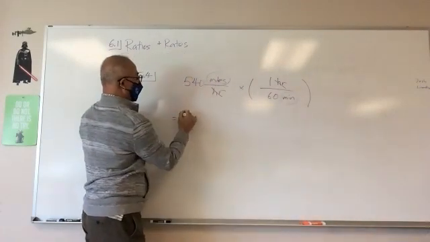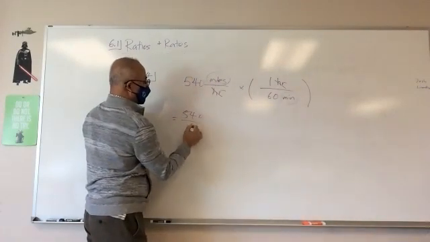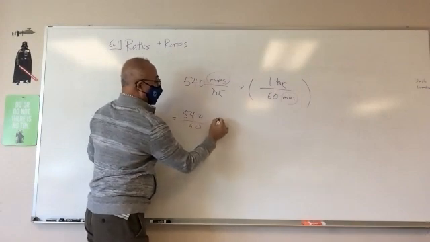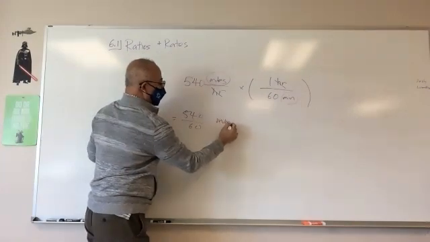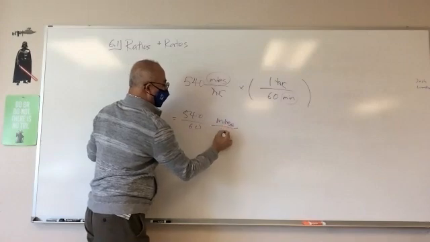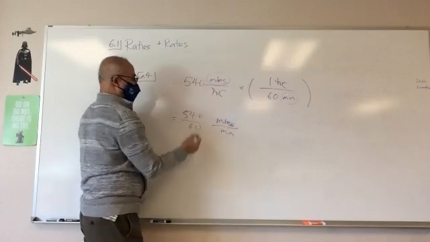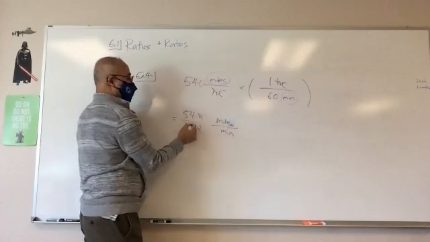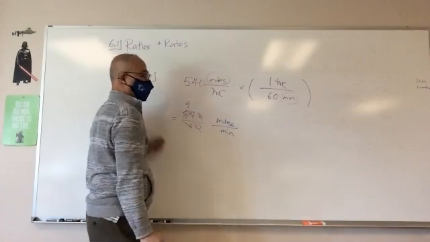So it's going to be 540 divided by 60 miles per minute. Zeros cancel out. 9 miles per minute.